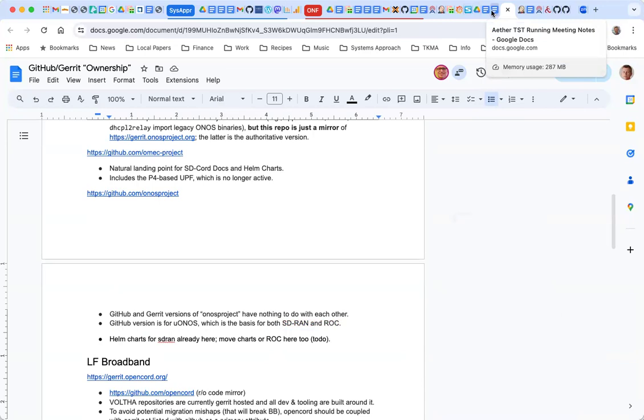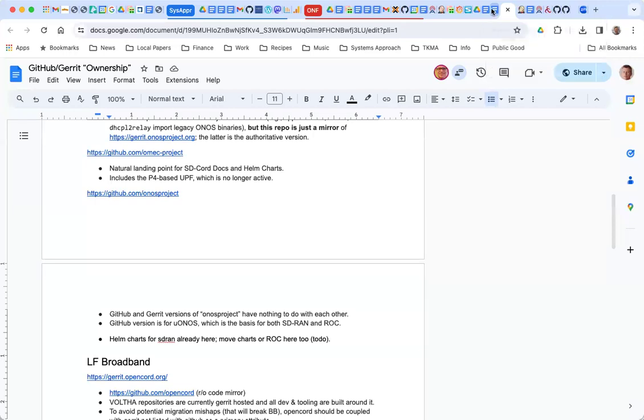Now, one more question. Sorry for interrupting. Yeah, no, go ahead. Regarding the moving of the Helm charts, do we have any timeline in mind? Do we have any timeline for the SD-RAN, SD core release? Something so that we want to discuss it now, or in the future? It kind of makes sense that we get all these right together, I guess.